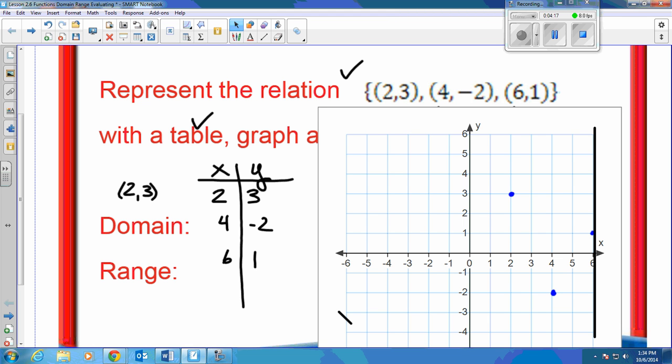Kind of like all squares are rectangles first, but not all rectangles are squares. All functions are relations, but not all relations are functions. So you should be able to take points and graph them. And then there's the good old-fashioned mapping.